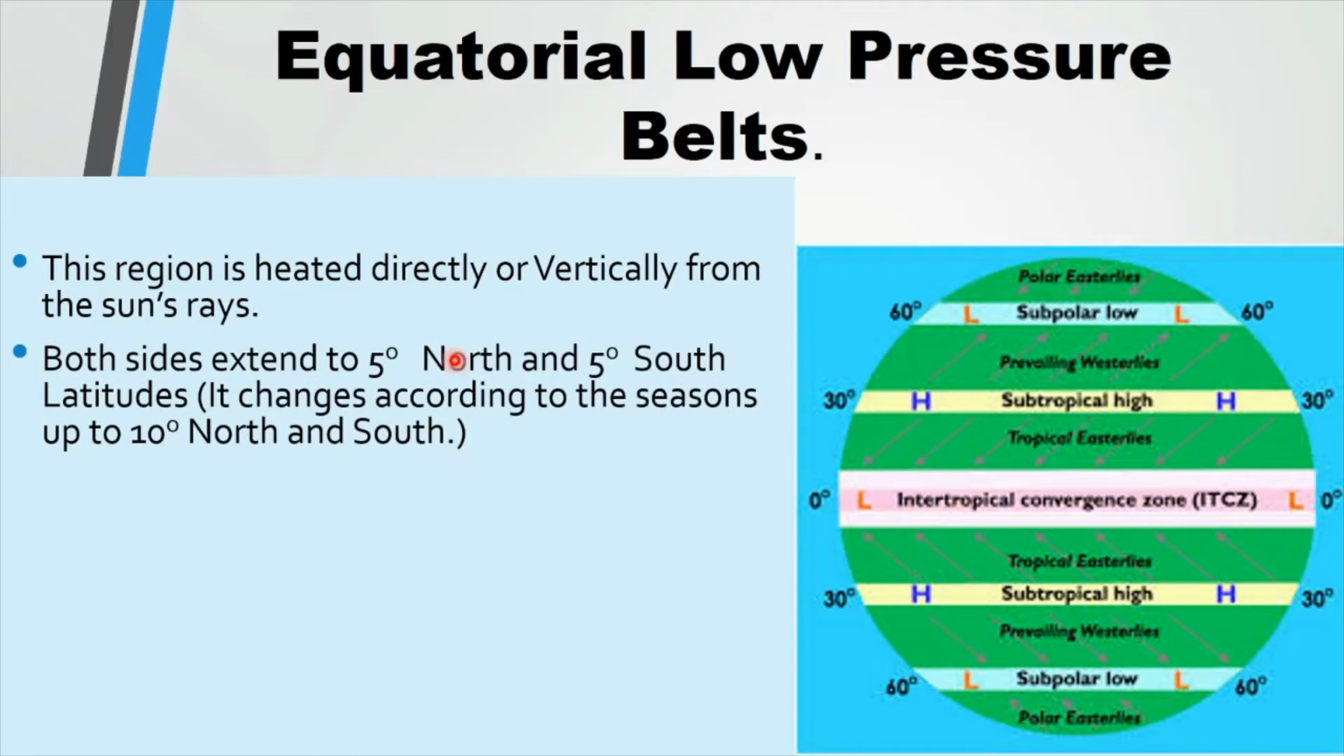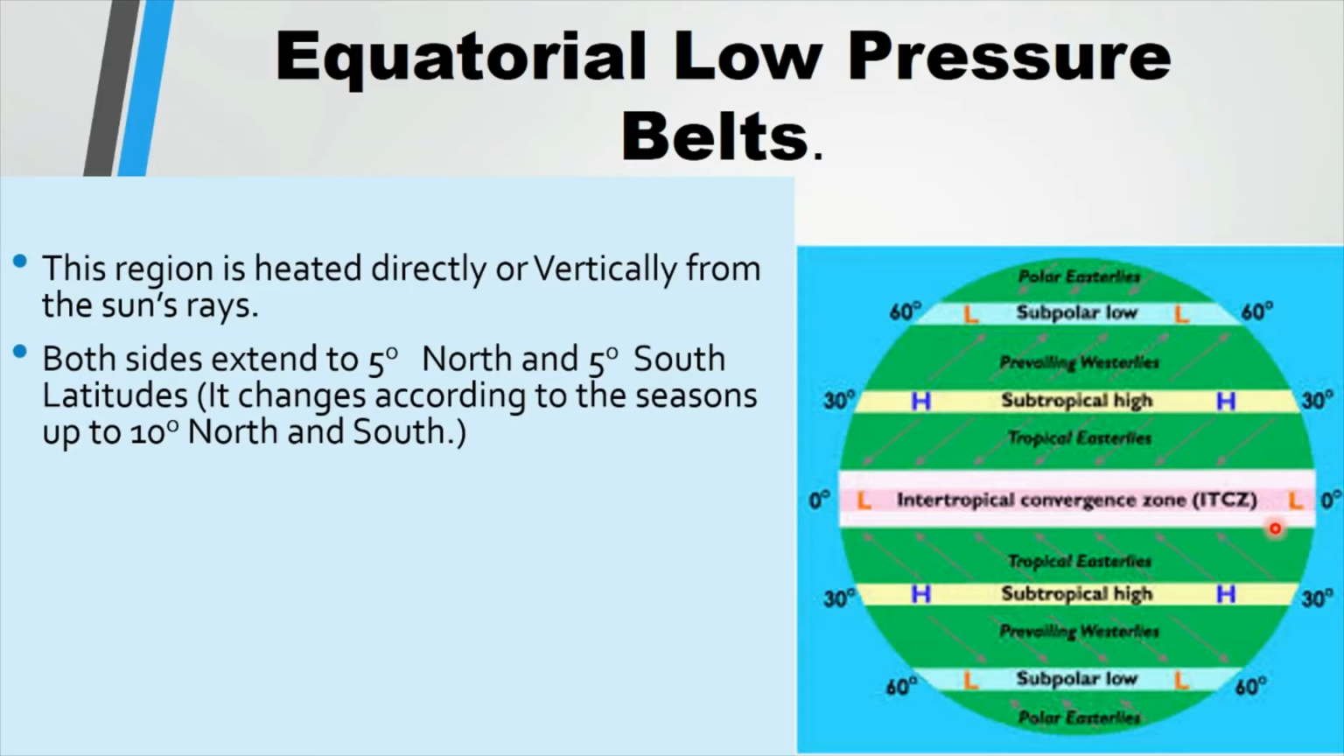It is extending up to 5 degrees north and 5 degrees south. That means the southern hemisphere and northern hemisphere, 5 degrees north and south. But it may change according to the seasons, up to 10 degrees north and 10 degrees south. This also we will learn in this chapter, about how the shifting occurs and how the belts are changing from one place to another place, that we will be discussing later. So in this picture you can see the light pink color and some more white color, and it is the extension of 10 degrees north and 10 degrees south.